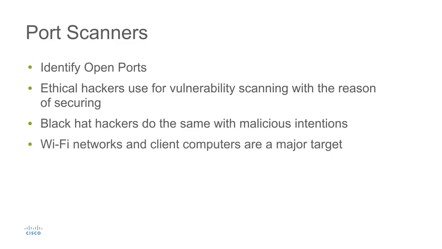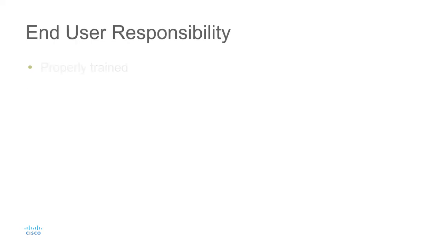We need to keep in mind that Wi-Fi networks that have poor security features, or client computers that have poor security features implemented, are a major target of attacks. Wireless networks that use WEP as their security method are often more prone to attacks as well that can then be used for recon. Now, end users should be properly trained so that they can help to mitigate the chances of them being unwitting participants in a recon attack.